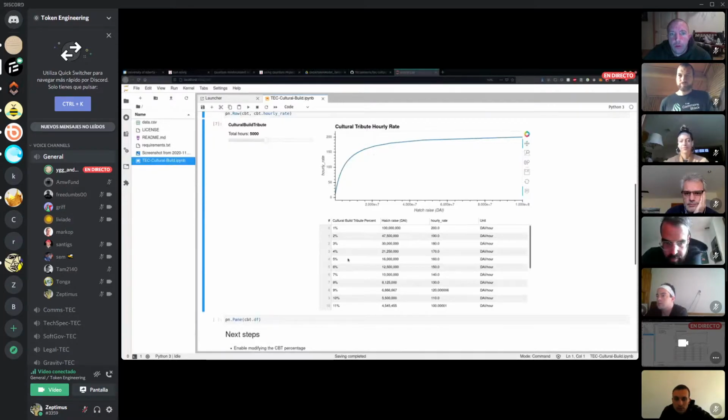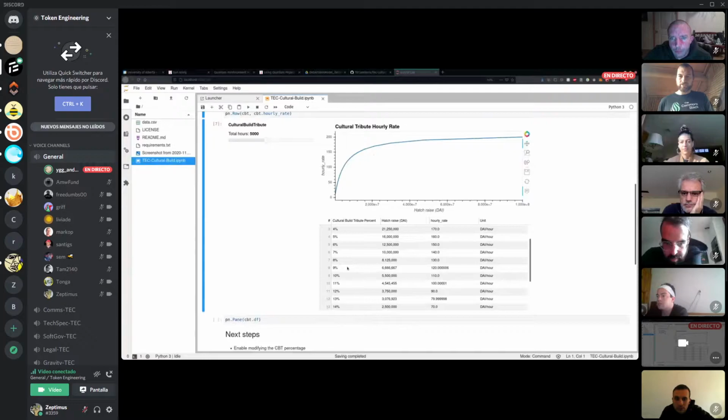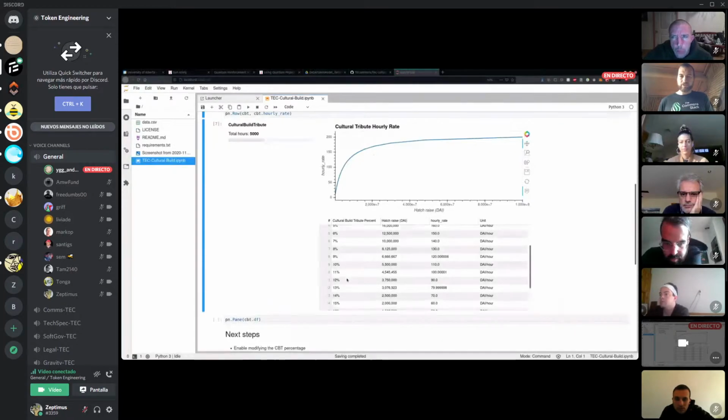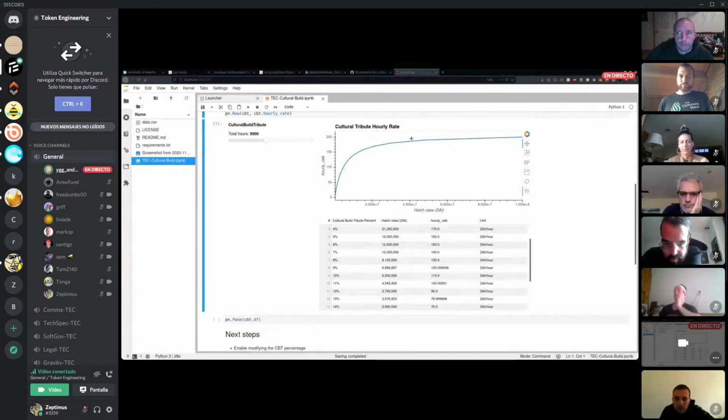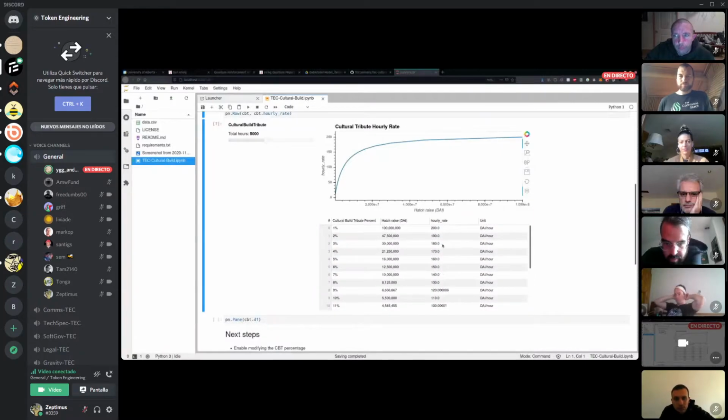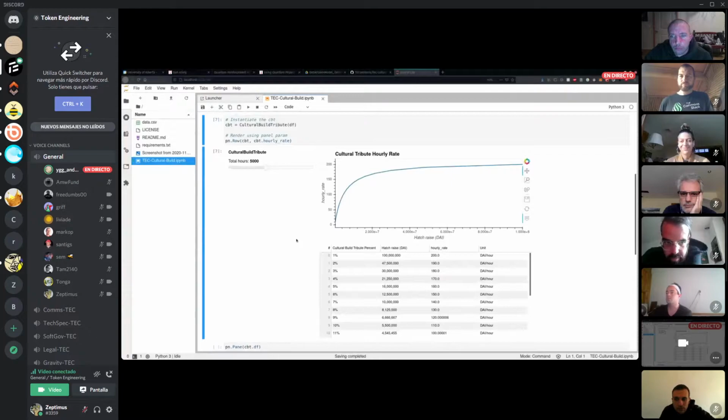Just as I'm explaining this now, I'm thinking this would be interesting. I could replot this where it's actually held constant. We could say we just want exactly 10% going to the cultural build, and then see how the hourly rate increases. I hope this clears up some intuition. This is what we have essentially so far. This is the base, but I'm sure there are lots of creative ways we could go with this as well.